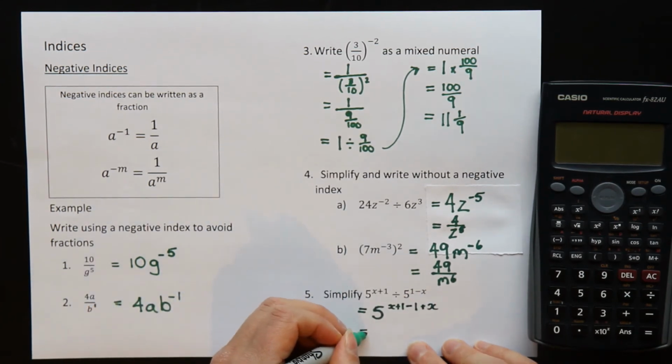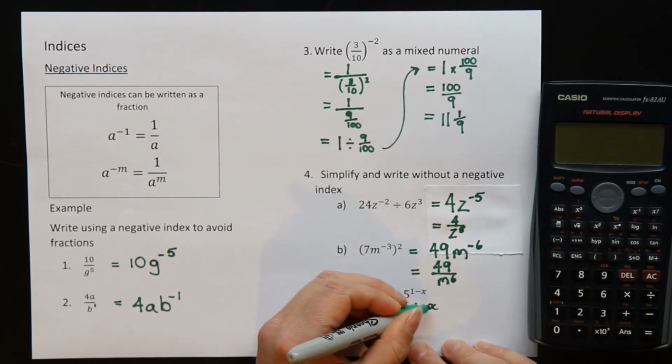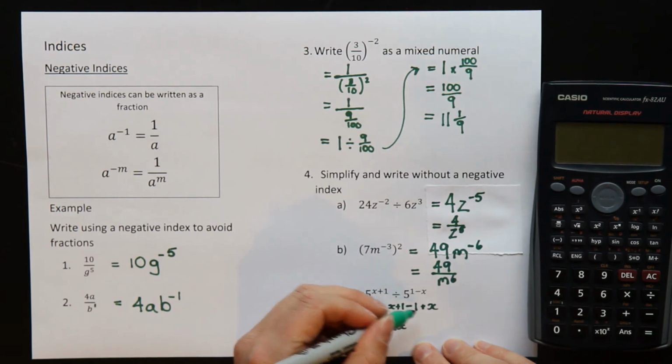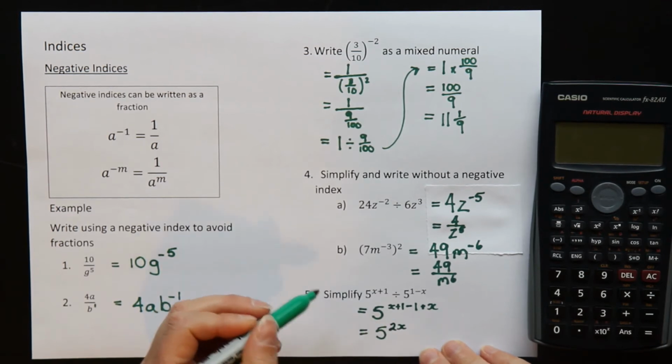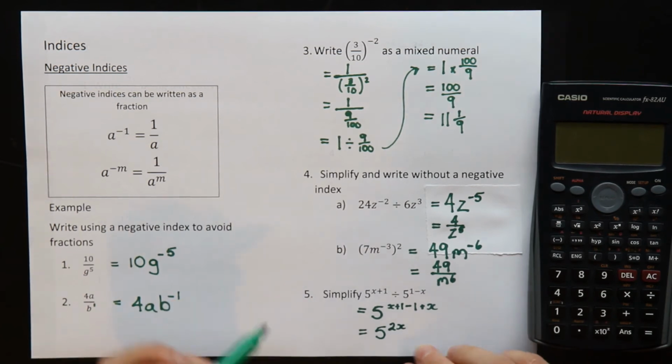That will make that 5 to the power of x plus x is 2x, and 1 minus 1 will cancel out. So my final answer is 5 to the power of 2x, which is a positive power. There's nothing left to be done with that question.